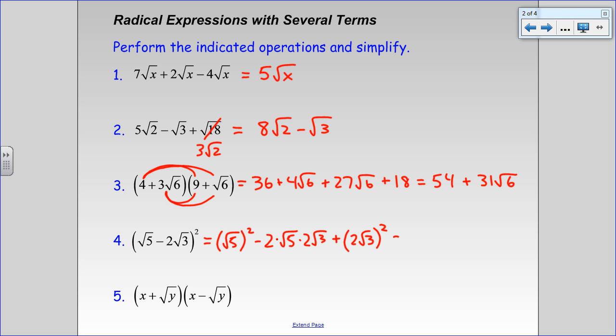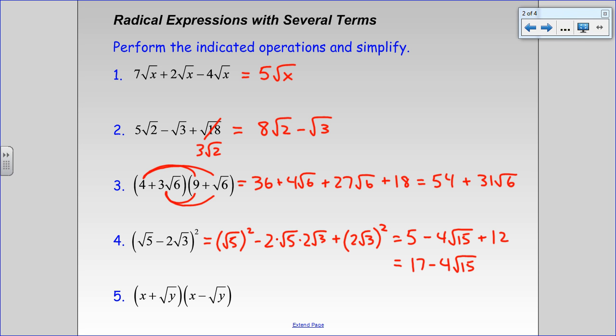Well, the square root of 5 squared is just 5. For our middle term, we have 2 times 2, which is 4, and the square root of 5 times the square root of 3, which is the square root of 15. For our third term, we have 2 squared, which is 4, times the square root of 3 squared, which is 3. So 4 times 3 is 12. Leading to the final answer, 17 minus 4 times the square root of 15.